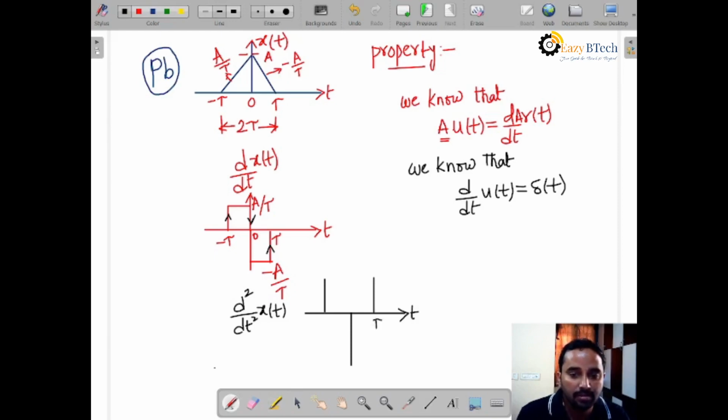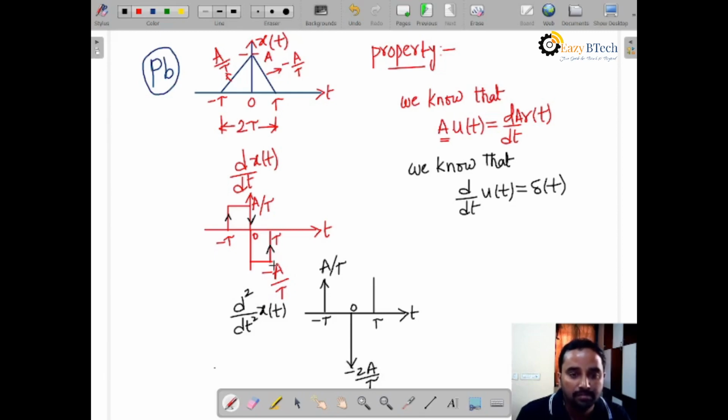So this is at tau, this is at 0, and it is at minus tau. So the amplitude, or the strength of the impulse at minus tau, is a by tau. Impulse is always specified by its strength or area. So a by tau at minus tau, and at 0 we have a discontinuity from a by tau to minus a by tau, which means minus 2a by tau. The strength is minus 2a by tau.